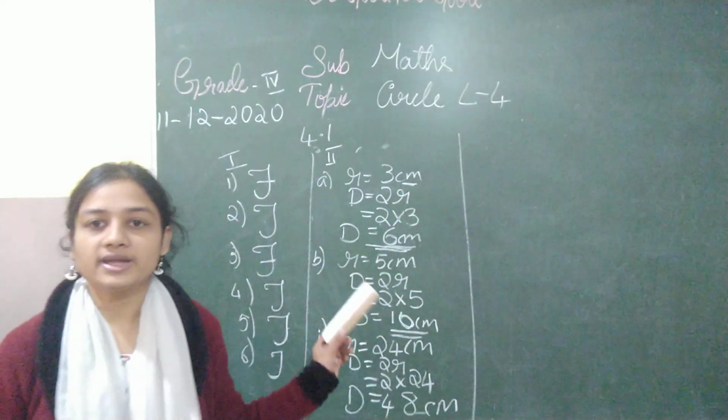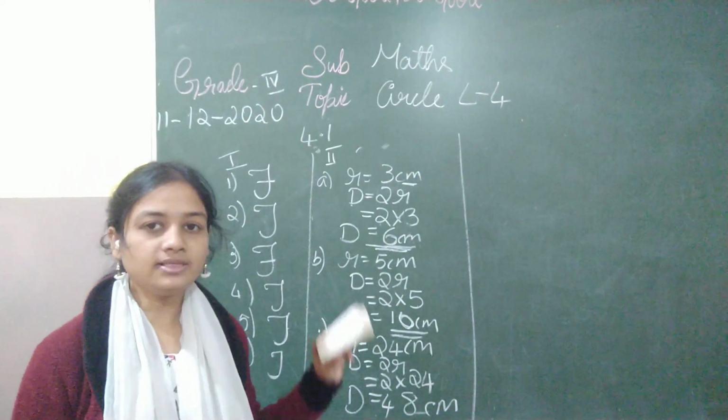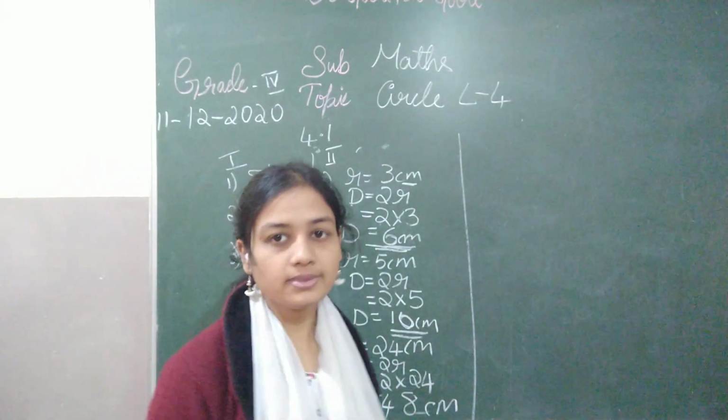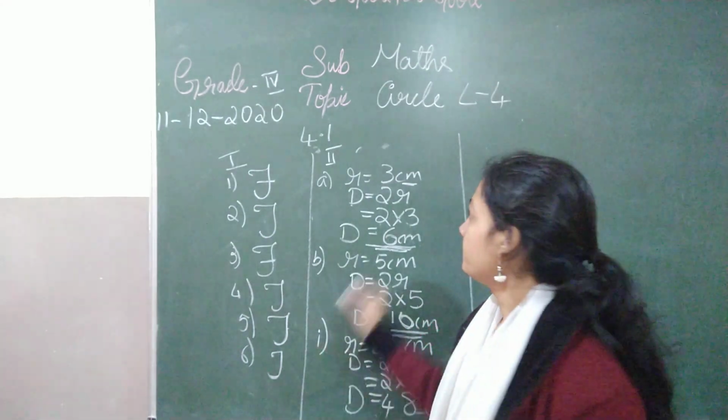So you understood how to find the diameter when the radius is given. I want you to try the rest of the sums. Now let us go for the third one.